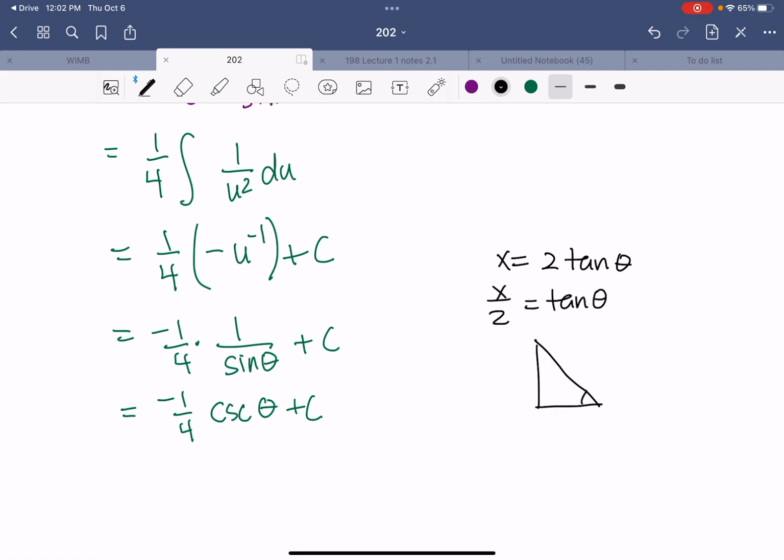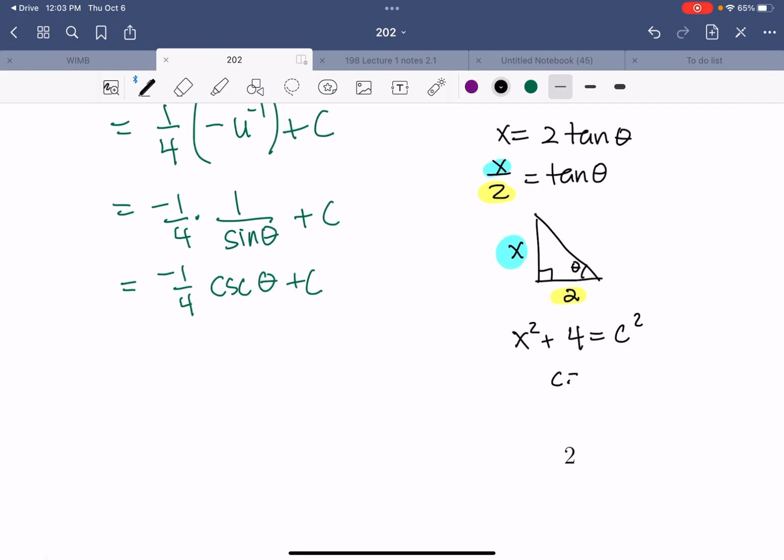If I draw a triangle where I have angle theta, then tangent is opposite over adjacent. So the x goes on the opposite side, and the 2 goes on the adjacent side. And then we want to use the Pythagorean theorem to get the third. So you have x squared plus, I don't know why I wrote a. That should be the 2 that's in the denominator, right? This 2 is the adjacent side, so it goes there. This x is the opposite side, so it goes there. And so we're taking x squared plus 4 equals c squared, which is the hypotenuse. And so c is the square root of x squared plus 4. Again, that same quantity that we saw above. So that goes here.